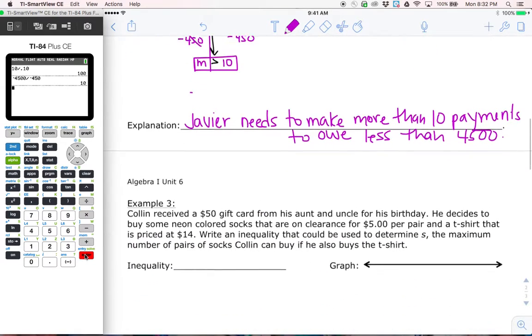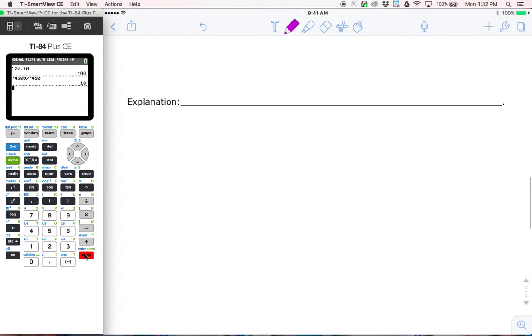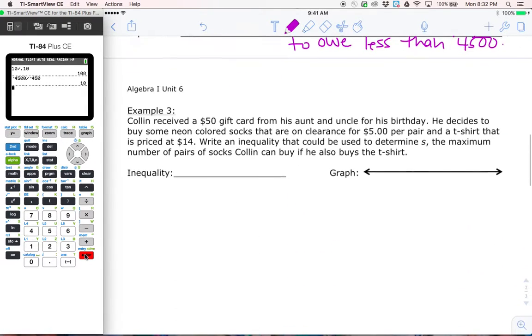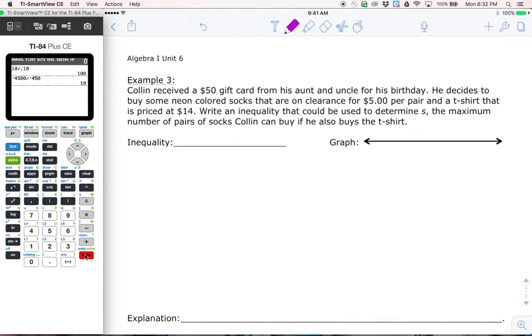All right, let's go ahead and take a look at the last one here on the back. Example 3. All right, Colin received a $50 gift card from his aunt and uncle for his birthday. He decides to buy some neon-colored socks that are on clearance for $5 per pair. Again, that's got to be our slope. Look for that word per. And a t-shirt that is priced at $14. Write an inequality that could be used to determine S, the maximum number of pairs of socks Colin can buy if he also buys the t-shirt.